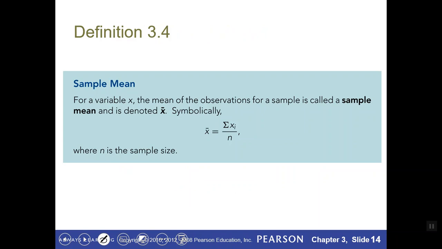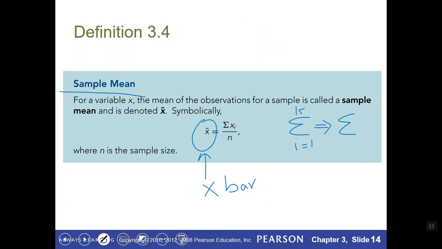denoted by n. Sometimes we don't write this i goes from 1 to k. We just simply write the summation like this, divided by n. This is how we find the mean. For the sample mean, we denote it by x bar. We call this x bar.